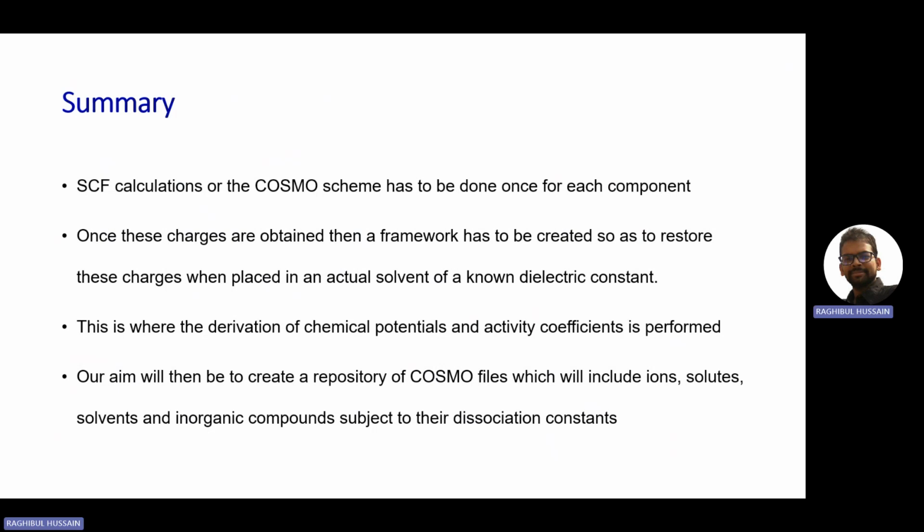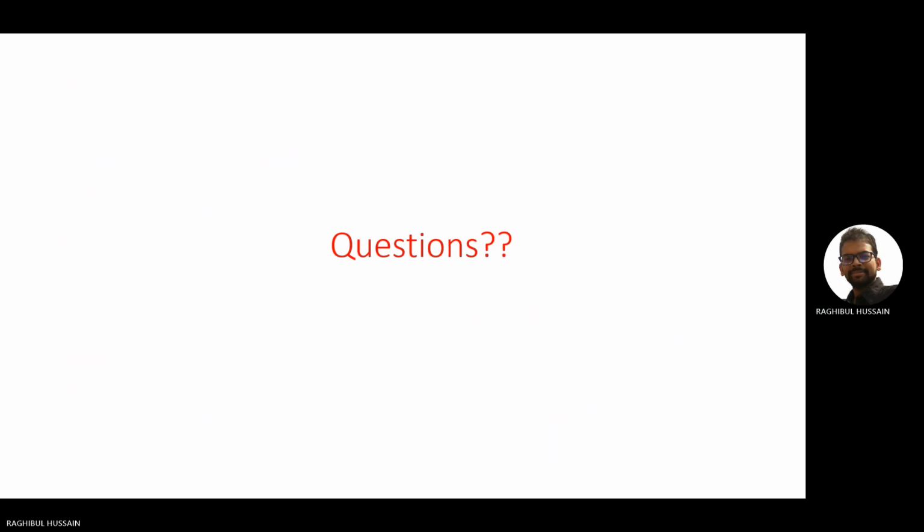Many of you, those from a computing background, must know the NRTL model, UNIFAC, all these things. NRTL and UNIFAC require experimental data to regress the activity coefficients. Here, you don't require any experimental data. You are starting directly from quantum chemistry principles. Our aim is obviously this, and many Cosmo files have already been created, so the repository is there. That's it. Any questions?